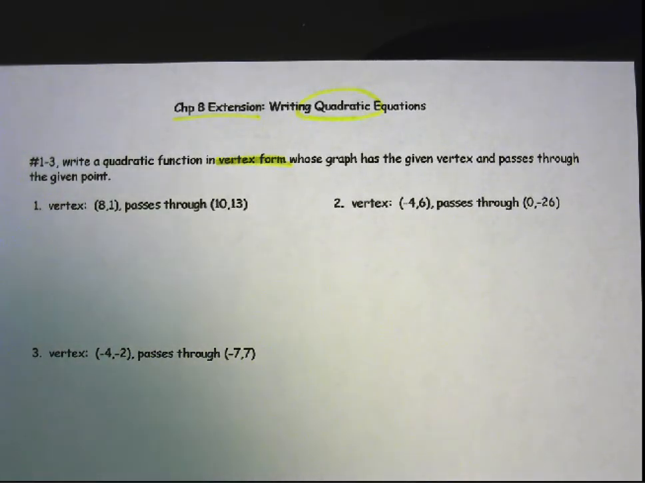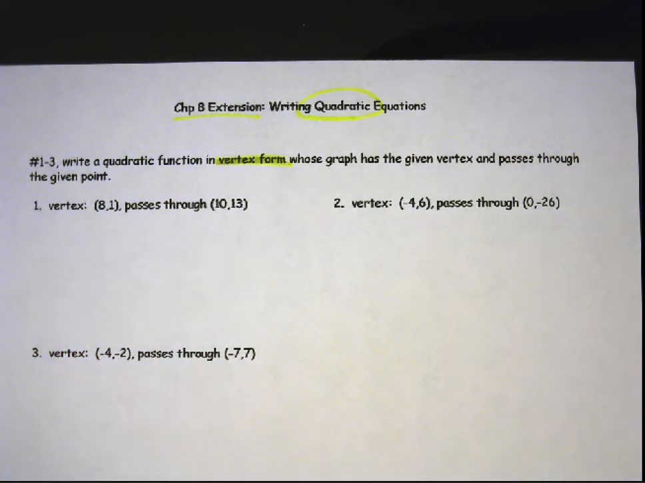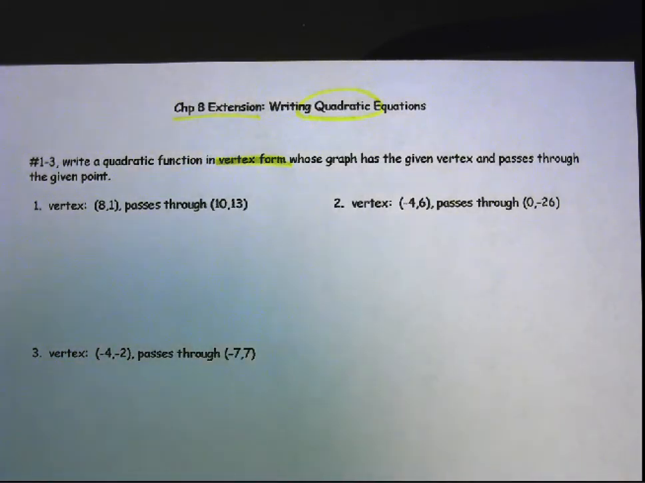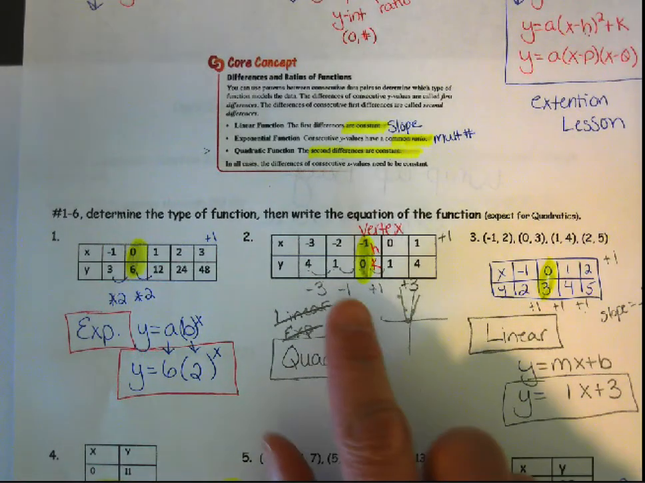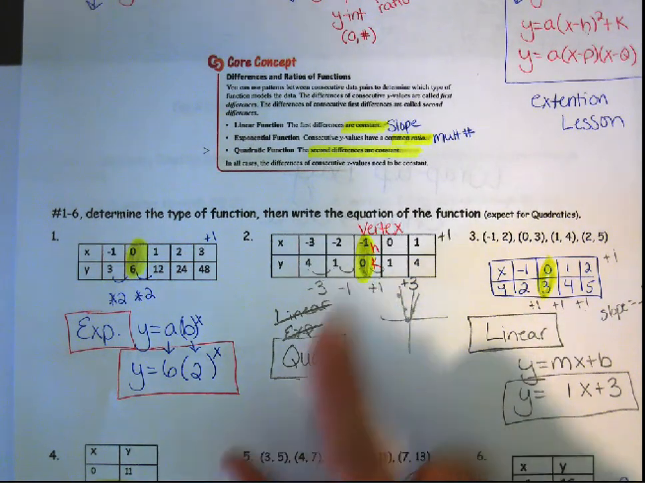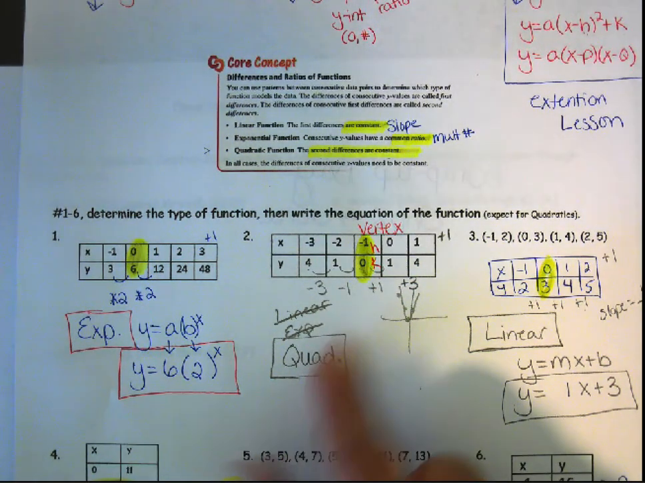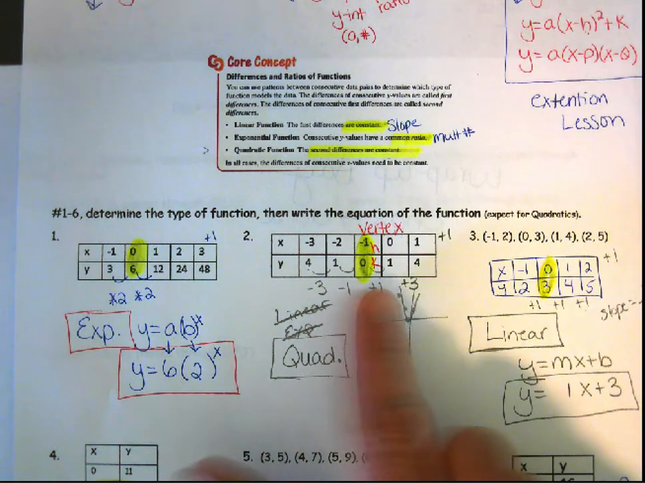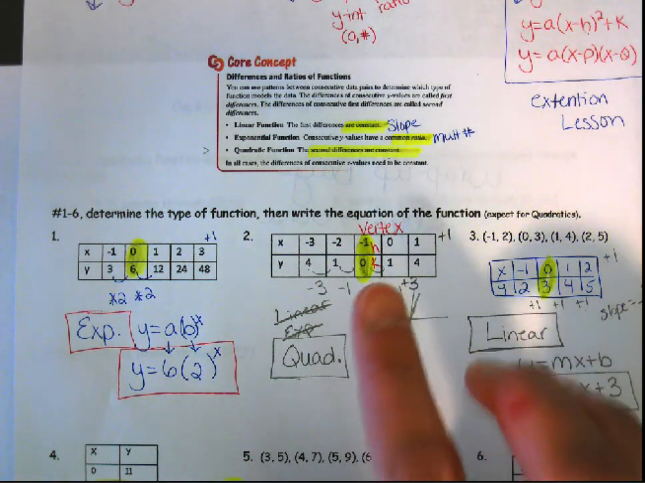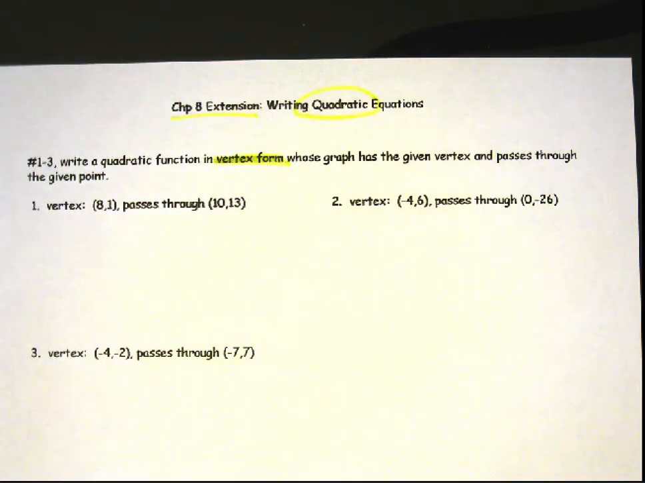In yesterday's lesson, in 8.6, when you were identifying the type, we didn't have you write the equation. So if we take a look at a problem from yesterday's lesson, like number 2, we knew it was quadratic, but we weren't really sure how to write this equation. So we'll be taking a look at problems like that today.